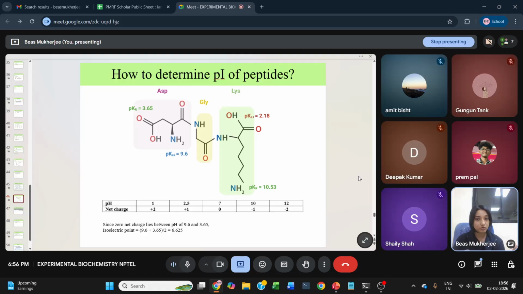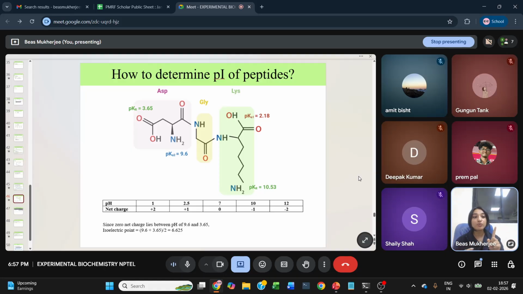What you have to do is take into account all the pKa values, all the ionizable groups. If you look at this, you see that there is this aspartate and then there is this glycine and lysine. So net ionizable pKa are 4, a total of 4 pKa values. Now we will take into account different pH and try to calculate the net charge of this tripeptide at different pH.